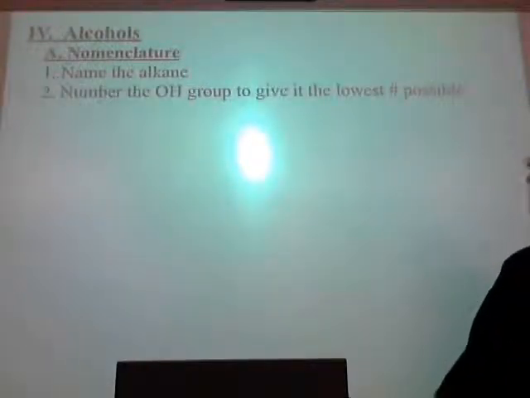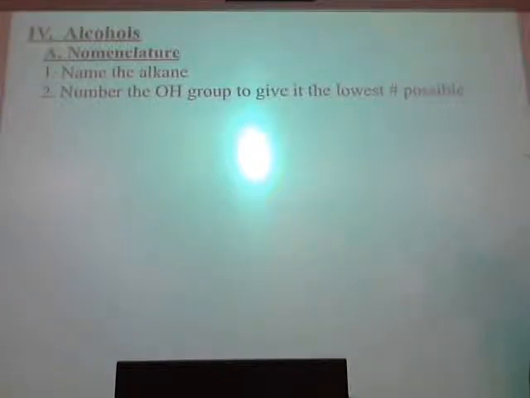Number 2, you're going to number the OH group, kind of as if it was a double bond or a chlorine or a fluorine or a bromine on there. You give it the lowest number possible. And by the way, in this case, the OH is going to take precedence over the other things that you've seen for the most part. We're going to talk about other groups when we have more than one of these together.